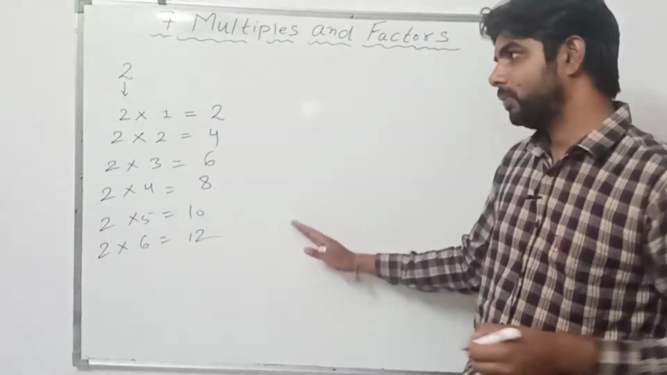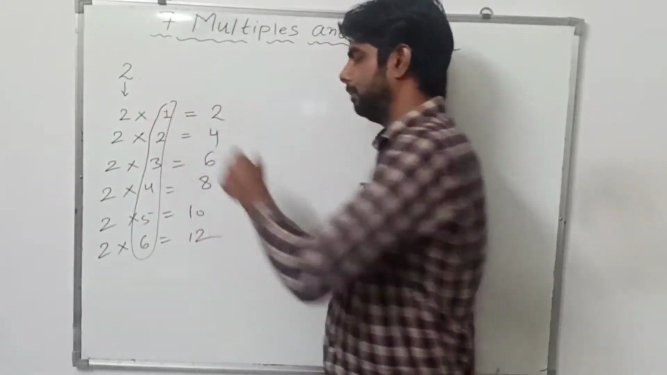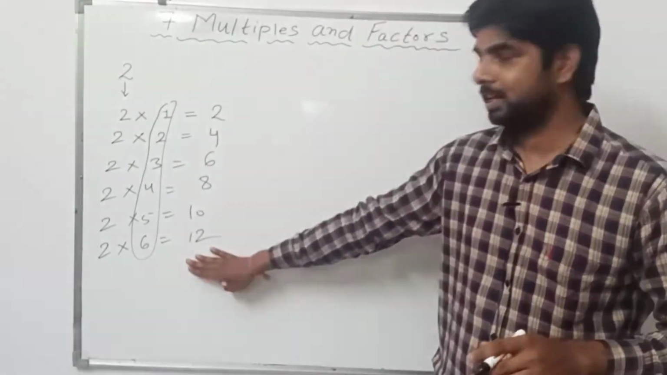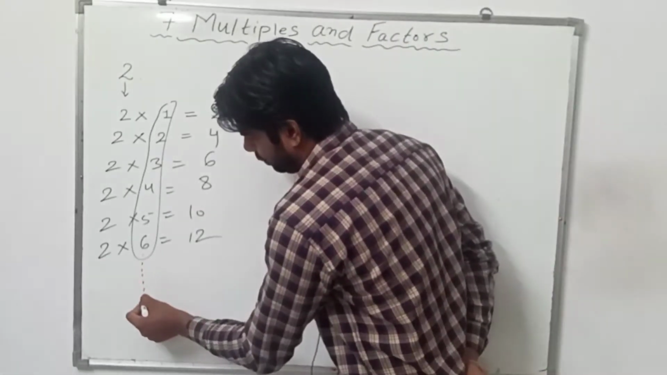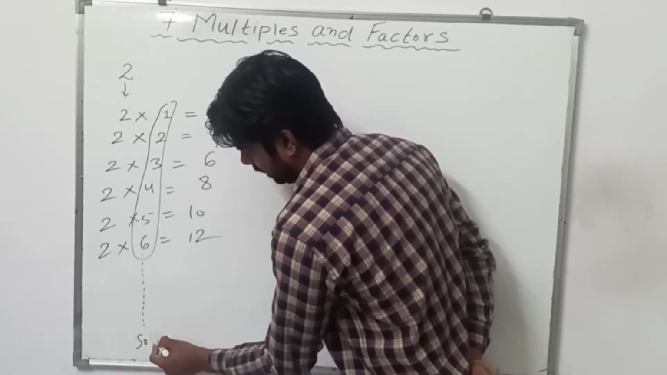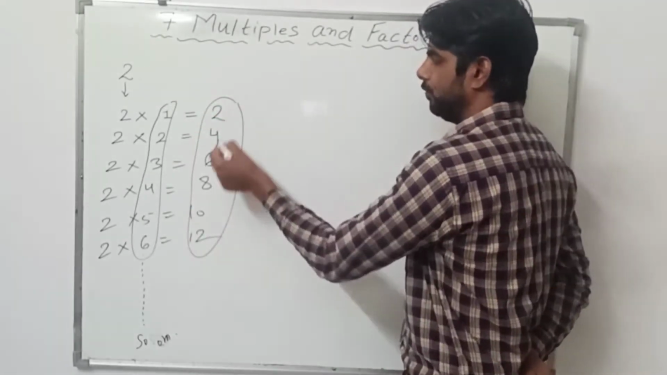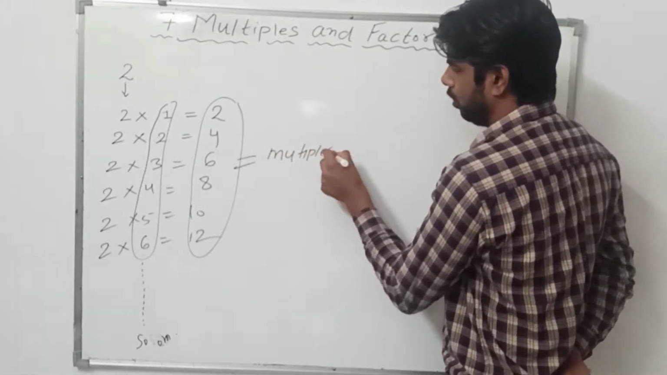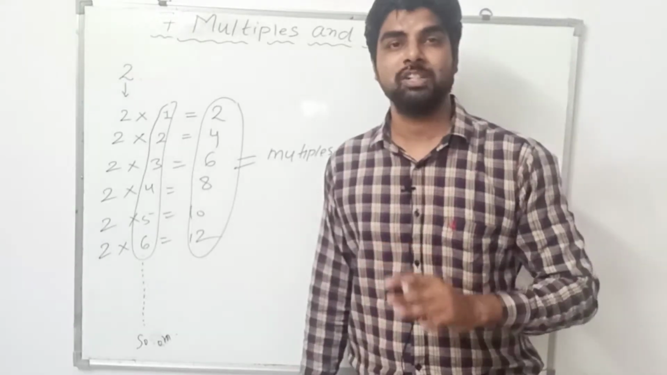So, what we are doing? We are multiplying this 2 by counting numbers. What are counting numbers? From 1 to infinite, they are all known as counting numbers because we are using them to count, and we can find out multiples of a number so on, up to infinite. So they are the multiples here. 2, 4, 6, 8, 10, 12 are the multiples of 2. So this is how we can find out multiples of a number.